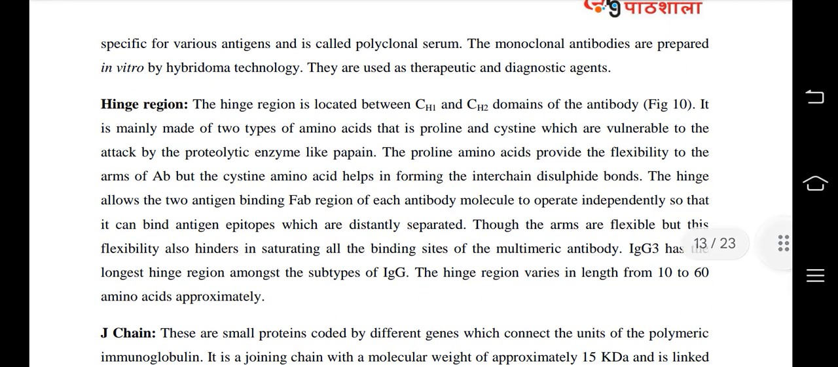We're learning about hinge region. The hinge region is located between CH1 and CH2 domains of the antibody. It is mainly made of 2 types of amino acids, that is proline and cysteine, which are vulnerable to the attack by the proteolytic enzyme like papain. The proline amino acid provides the flexibility to the arms of the antibody.